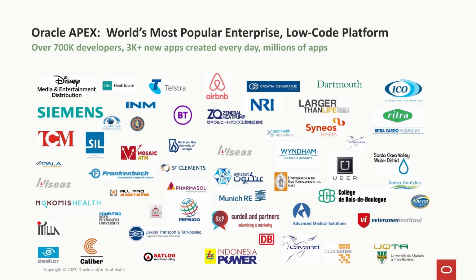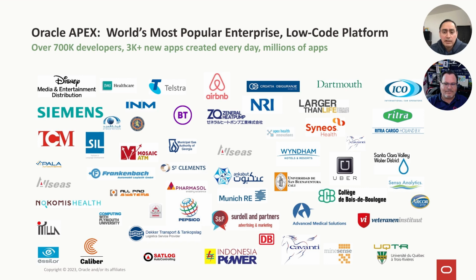We have thousands and thousands of customers like yourself that are building applications on Apex today. This ranges from early stage startups to very large Fortune 50 companies, as you can see on this chart, from things like PepsiCo to Siemens to Disney, to new age companies like Airbnb and Uber, to traditional, non-tech companies like Wyndham Hotels and so on. Thousands of these companies are building applications on a daily basis using Apex.